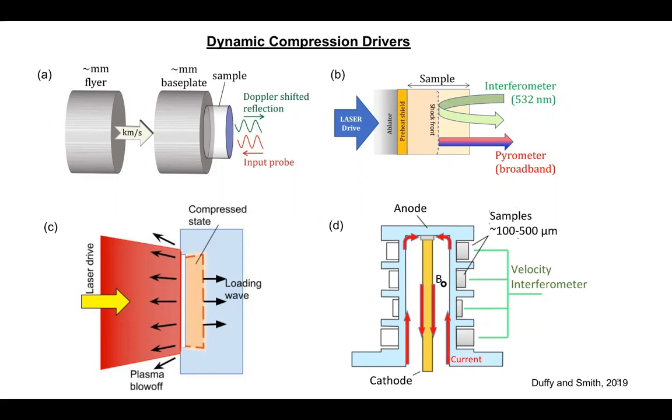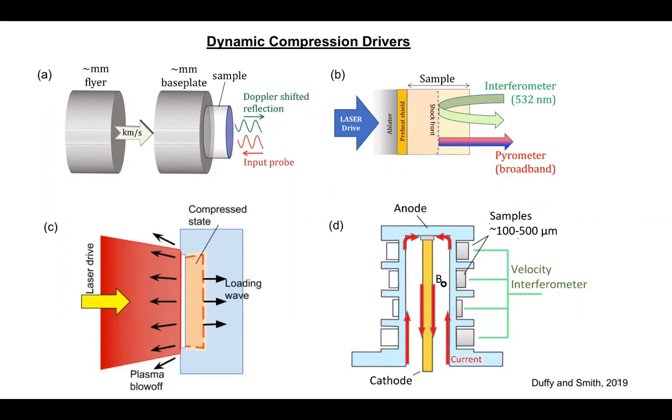Then in the upper right and lower left are two very schematic illustrations of laser-based dynamic compression experiments, where a high-powered laser is used to ablate a sample surface, and that drives by reaction a compression wave into the sample. The types of experiments that can be performed include decaying shock experiments, which is what's illustrated in B, or in C, steady shock or ramp loading, depending on the nature of the experiment, the nature of the laser drive.